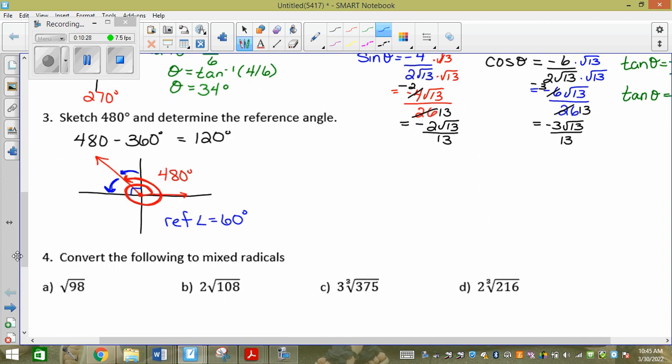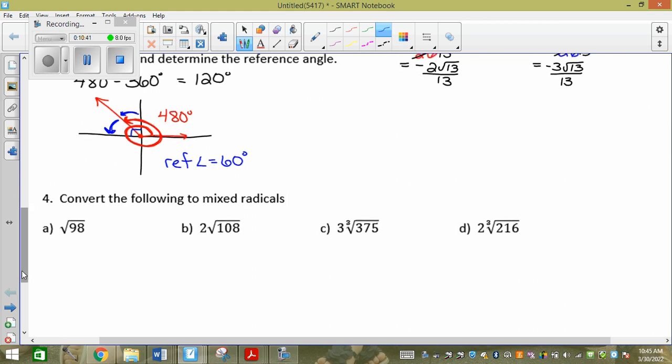Now we're doing mixed radicals. Mixed radicals means I need to have something outside, something underneath, and something underneath has to be reduced as low as it can go. Something underneath is called the radicand. And something in front is called the index. So I have root 98. 98, what perfect square does it break down into, Leon? 49 and 2. If I take the 49 out, it becomes a 7. So we're going to get 7 root 2. Done.